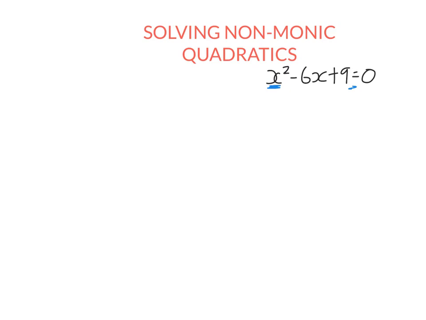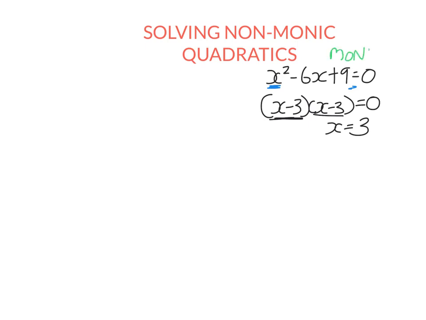Instead, what we did was factorize this and use the null factor law. So we found two numbers that multiply to minus 9 and add to minus 6, which were both minus 3. And then the null factor law says either the first bracket is 0 or the second bracket is 0. In this case, the answer is x equals 3. So this is a monic quadratic because the number in front of x squared is 1. But what about when the number in front of x squared is not 1?